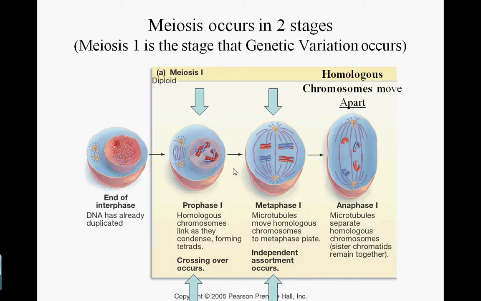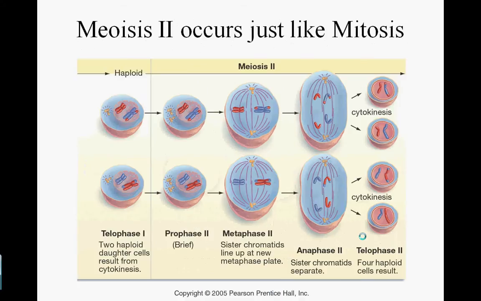Now, in anaphase 1, this is an important part that I want you to remember: we are pulling apart the homologous chromosomes. If you go back to your mitosis notes, you'll know that it was the sister chromatids that were pulling apart. So these little sister chromatids right here are pulling apart in mitosis. But in meiosis 1, it's the homologous chromosomes pulling apart. Just remember that, and you might want to go ahead and write that down. And meiosis 2 occurs just like mitosis.